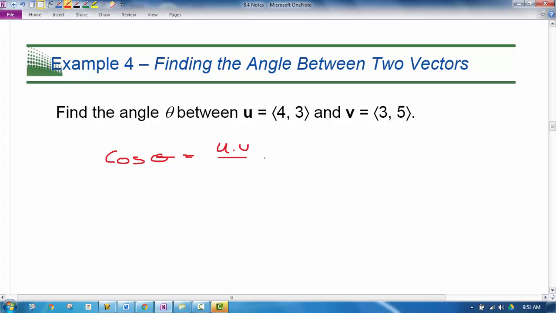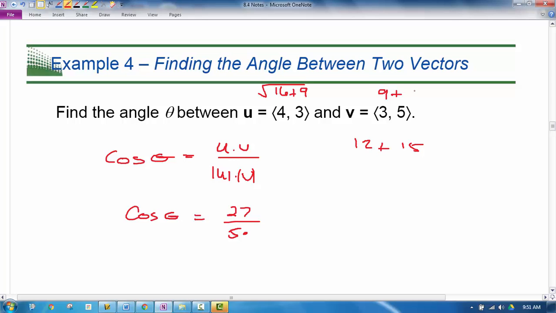The cosine of theta equals the dot product between the two vectors divided by the magnitudes multiplied together. So the dot product would be 4 times 3, which is 12, plus 3 times 5, which is 15. That gives us 27 in the numerator, divided by the magnitudes multiplied together. Now the magnitude of this vector is the Pythagorean theorem, so it's the square root of 4 squared plus 3 squared, which is 5. And then this magnitude is once again the Pythagorean theorem, so it's the square root of 3 squared plus 5 squared, which is the square root of 34.